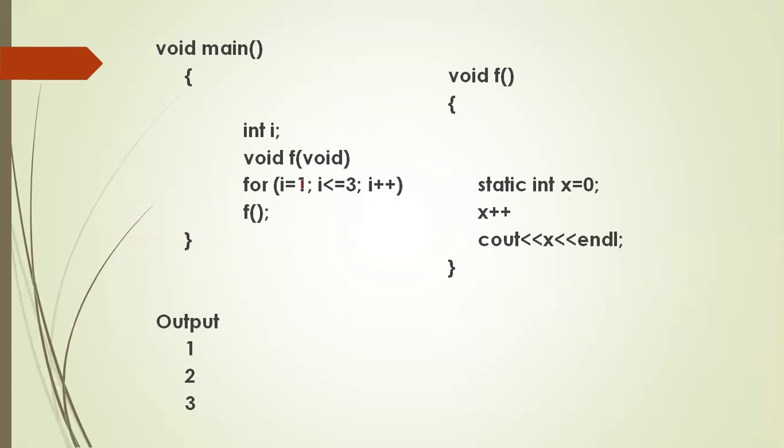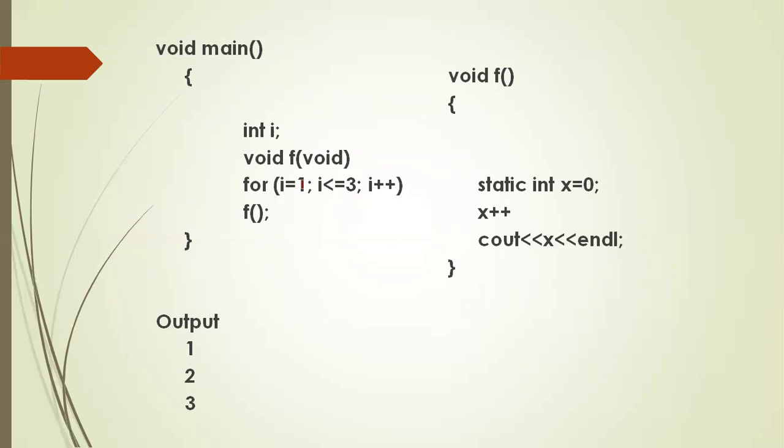Then if it is an automatic variable, before you leave the function, x is destroyed. Next time i becomes 2, if you call the function again, x is created again with initial value 0 only. Again x plus plus means x becomes 1. So the second time also the output will be 1 only. Third time also the output will be 1. So by adding the keyword static, you get the output 1, 2, 3. If you don't use the word static, your output will be 1, 1, 1.